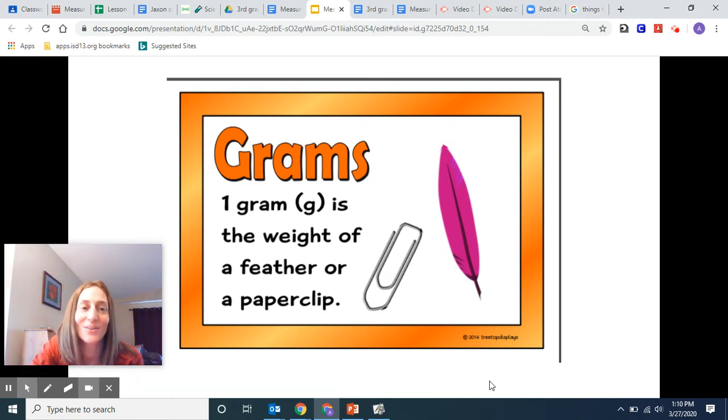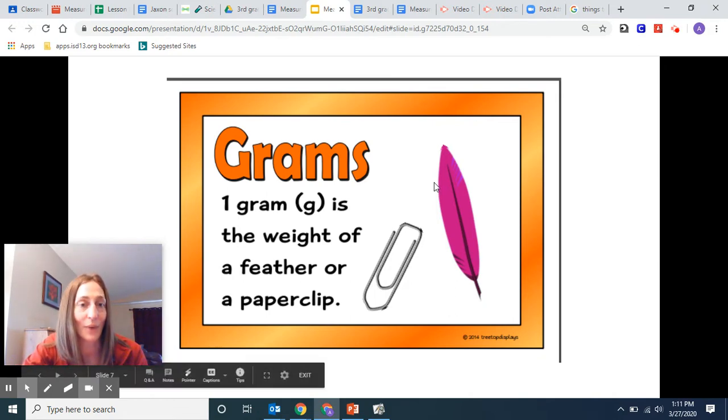Your goal for today is to think about how you would measure different objects in either grams or kilograms. Now, let me back up a little bit. What I really meant to say is how you would measure the weight or the mass of different objects in either grams or kilograms.